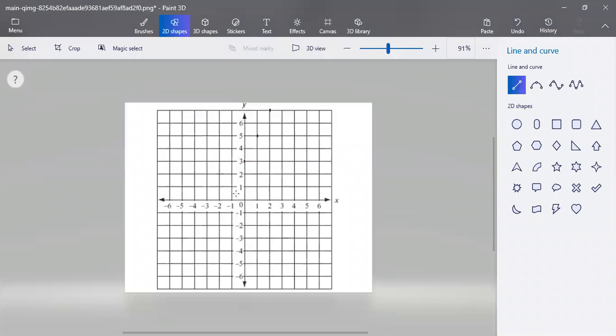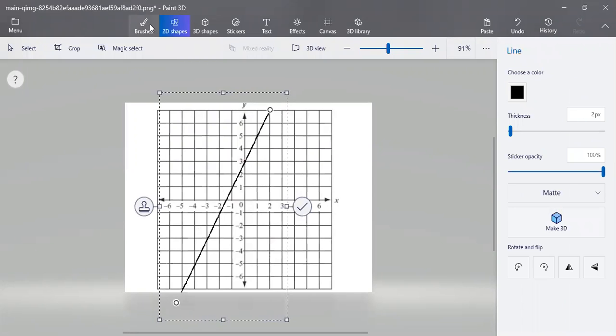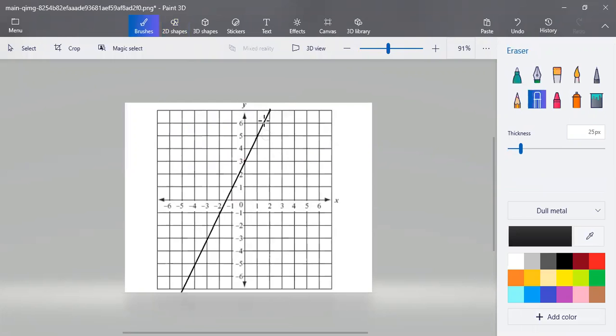So let me join this first and then I will make it as a dotted one. Just erase it. Very small parts. Irritates me. Okay, I hope it looks like a dotted line.